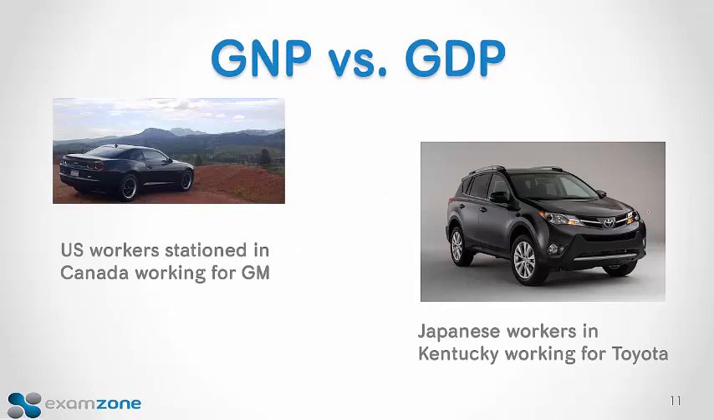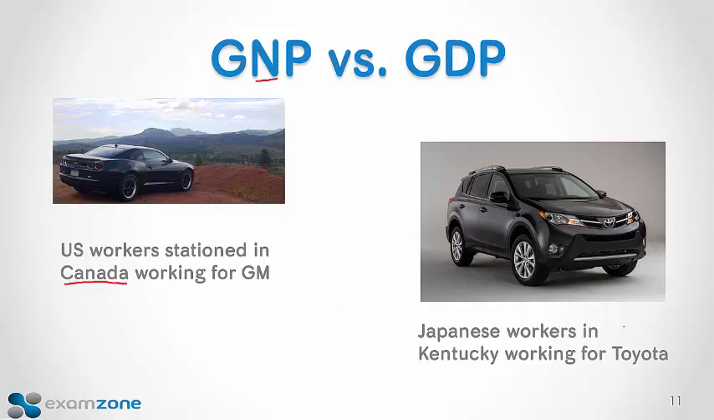What's the difference between GNP and GDP? Well, the words national versus domestic. If it's happening in the U.S., it's gross domestic product. We don't care who's doing the labor. Gross national product is where we're tracking only the productivity of Americans, even if they're stationed overseas. So, for example, U.S. workers stationed in Canada working for an American company, that's part of our GNP, they're Americans, but it's happening in Canada, so it's not part of our GDP.